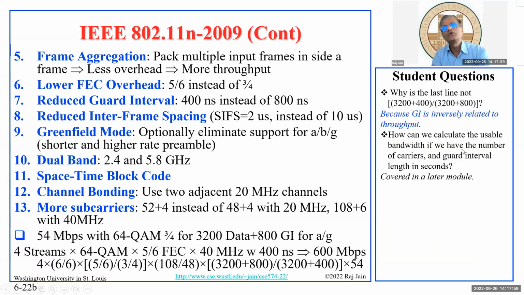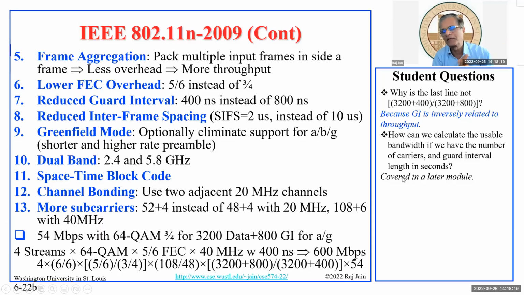How can we calculate the usable bandwidth if we have the number of carriers and guard interval length in seconds? If somebody gave me 114 carriers and they said the guard interval is so much, can we cover it? Well, actually, we might cover it in a later module. Okay, I remember somewhere in this whole course, we have these things done.